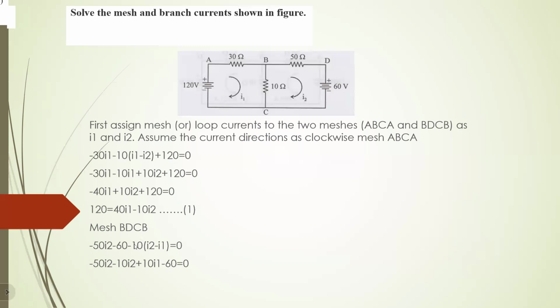Mesh BDCB: minus 50 I2 minus 60 minus 10 into I2 minus I1 equals 0. Minus 50 I2 minus 10 I2 plus 10 I1 minus 60 equals 0.